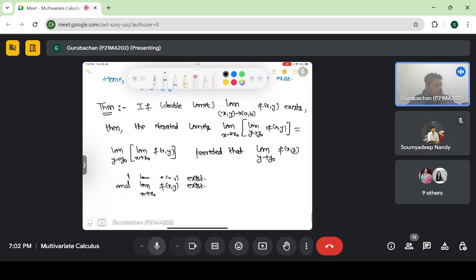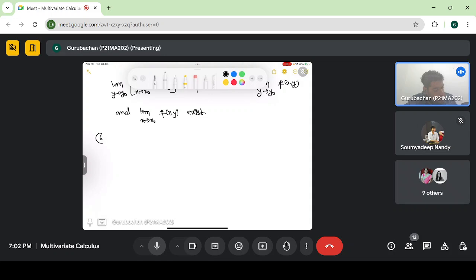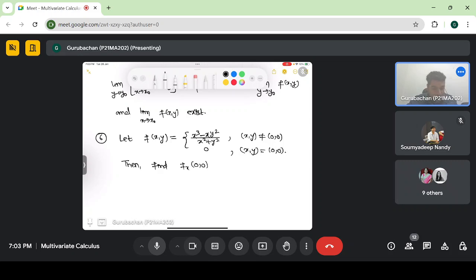Okay. So now let me move to the next question, which is related to your fourth lecture, that is partial derivative. Let fxy equal to x cube minus xy square divided by x square plus y square, whenever xy is not equal to 0 0, and 0 when xy equals 0 0. Then find fx at 0 0 and fy at 0 0. Please find this.